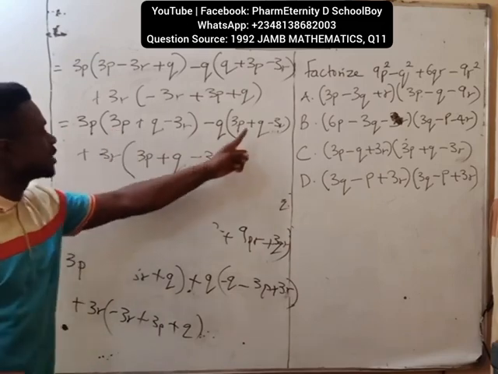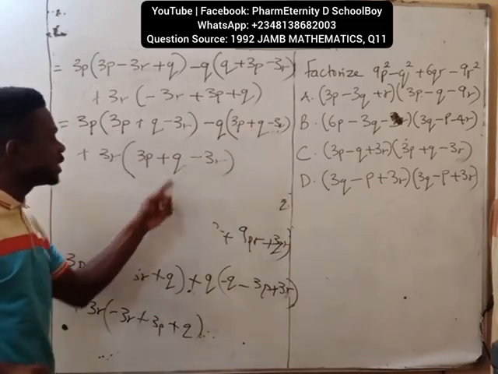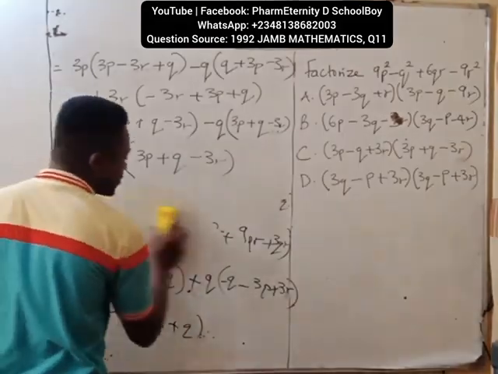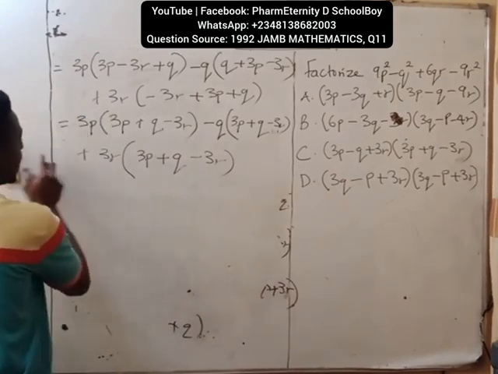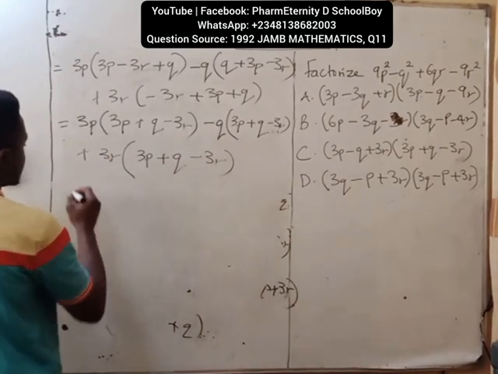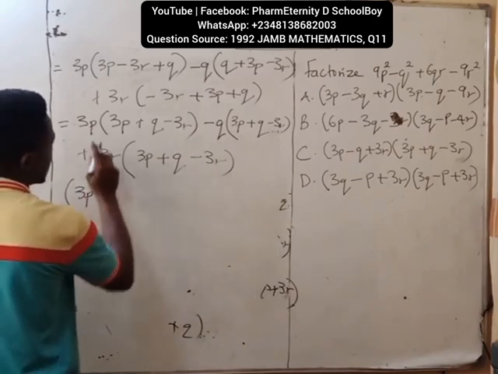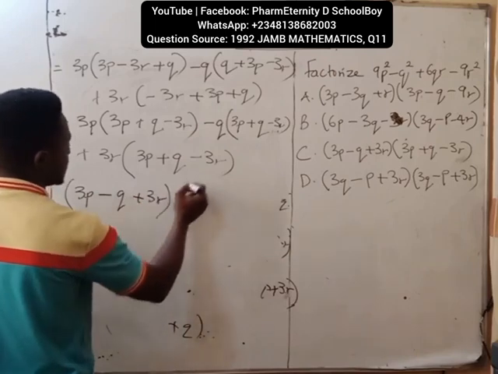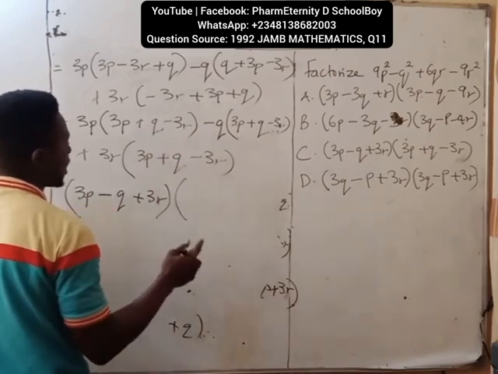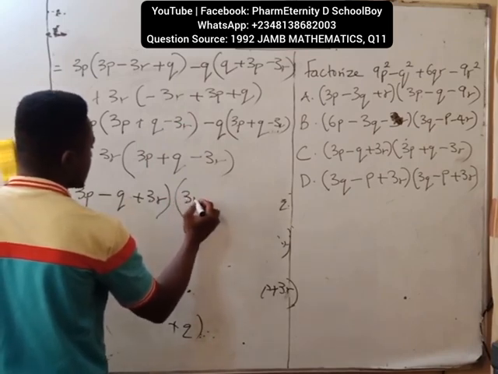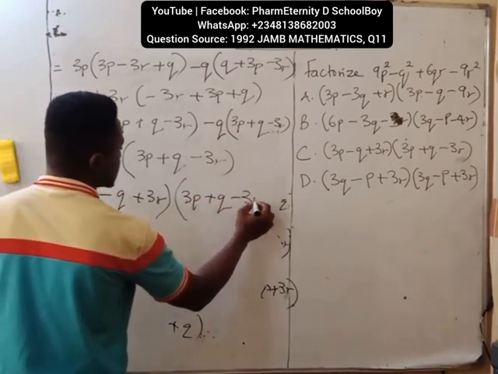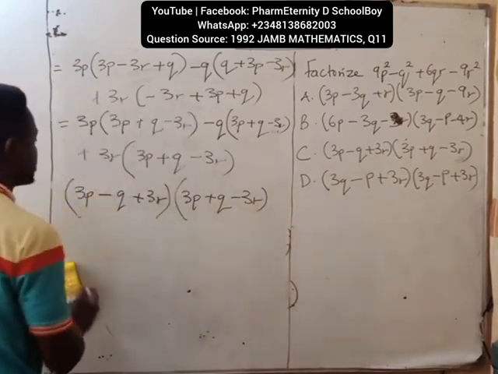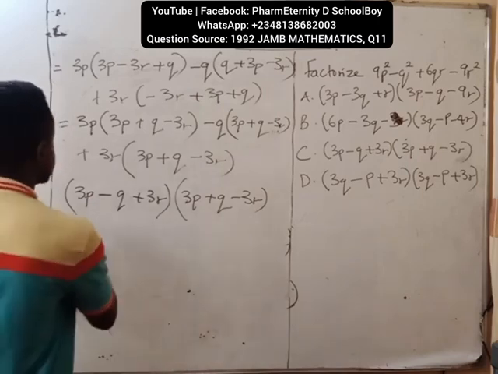The same thing. This is now the same thing. And this and this and this are now the same thing. So we can now completely factorize. So to do that now, we bring out this. We now have something like this: 3p minus q plus 3r. Then we just bring out one of the brackets and have 3p plus q minus 3r. So this is the complete factorization of the expression. So this is the answer to this question.